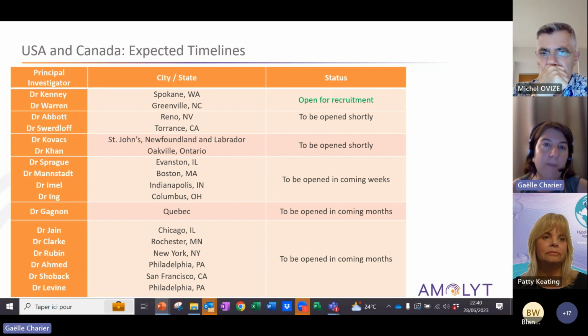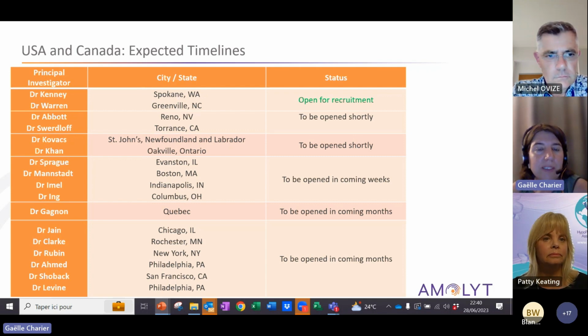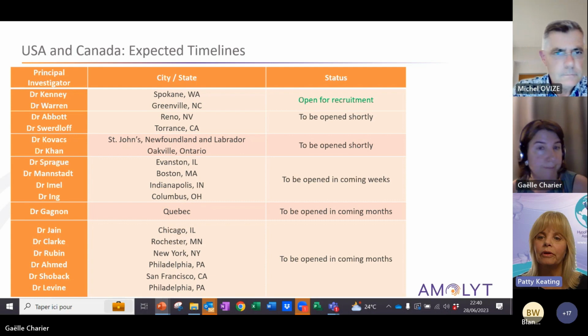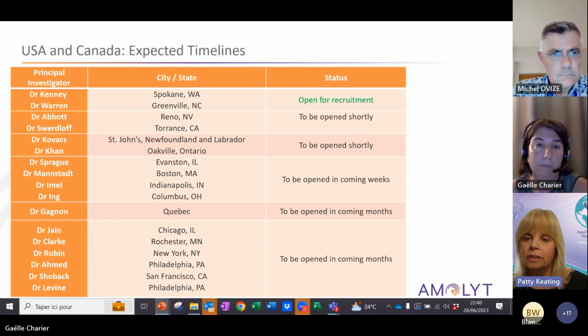Some sites in the US are affiliated with central IRBs that are very fast. And that's why these areas, I don't know if we can say small sites, but areas that maybe are less known than Boston or Chicago, are open first. It's because their institute is affiliated with those central IRBs. So that's going very fast for those sites. Okay, very good.